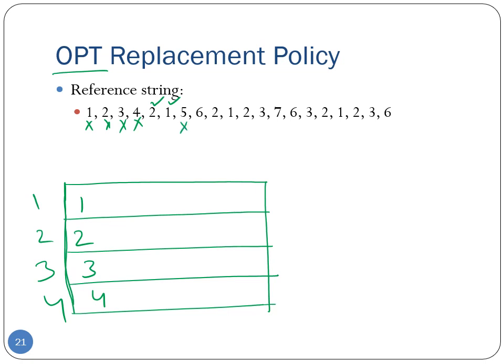Now the cache is full, so we need to evict something to bring in 5. Recall, in the optimal cache replacement policy, we are here to figure out a replacement candidate. We have right now 1, 2, 3 and 4 in the cache. We will replace that line from the cache which is used farthest in the future.